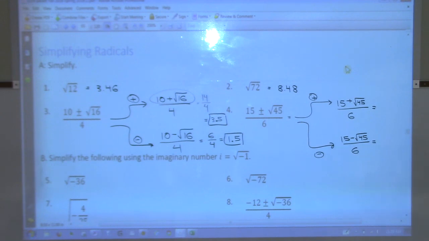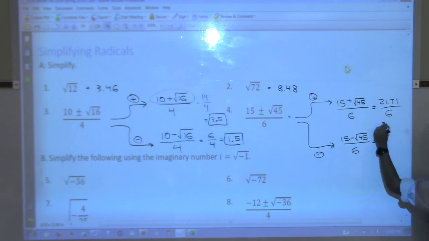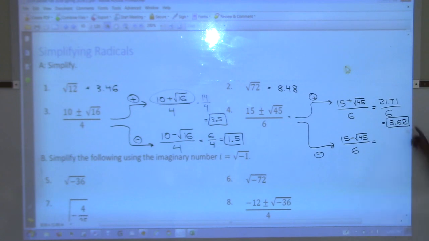Let me see. I'm going to watch you type it. 15 plus, and now the square root, 45. Put the 0.0 right after. Oh, it did it. Okay. 21 point, let's say 21.71 off that. 21.71 over 6. Okay, so now divide that by 6. 3.62. Good. All right. Y'all getting this? 3.62 for this top one? All right. Now try this one on your calculator. Make sure you can get that one.